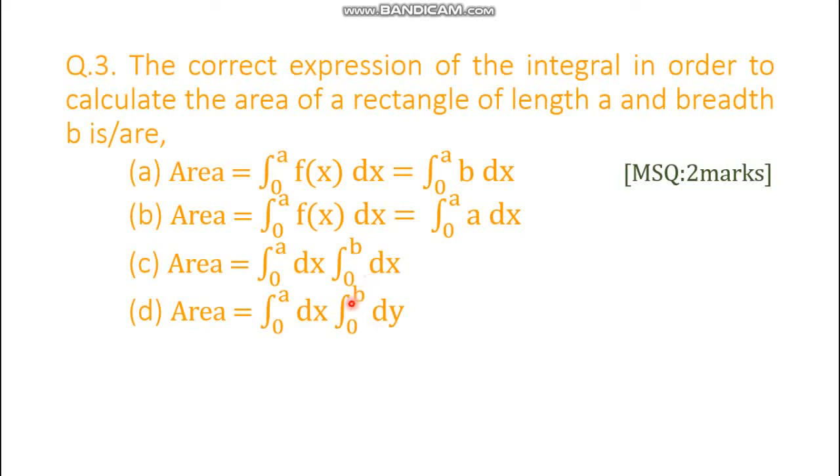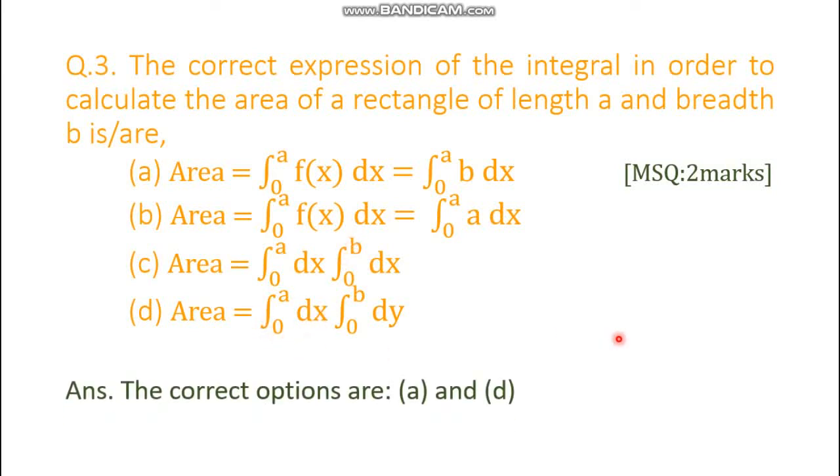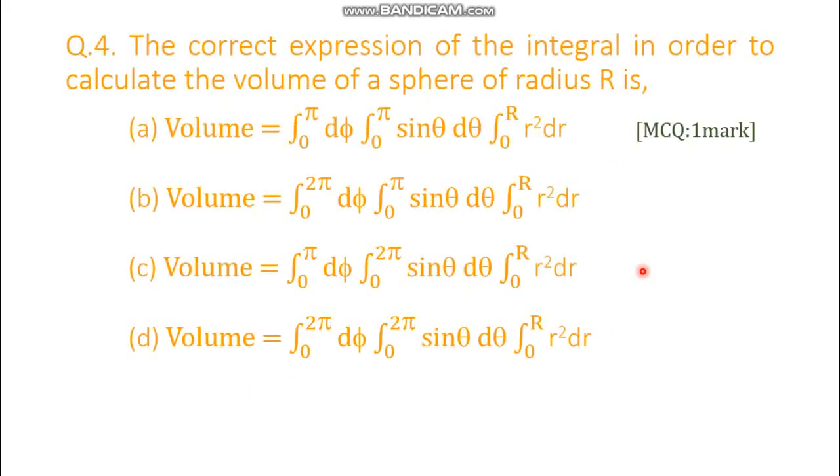from 0 to b. So if you are moving along the length, then the limit should be 0 to a, and if you are moving along the breadth, then the limit should be 0 to b. Okay, along the length, in both cases the limit cannot be 0 to b. So option D is also the correct option. Okay, so A and D are the correct options. So for this is multiple select question.